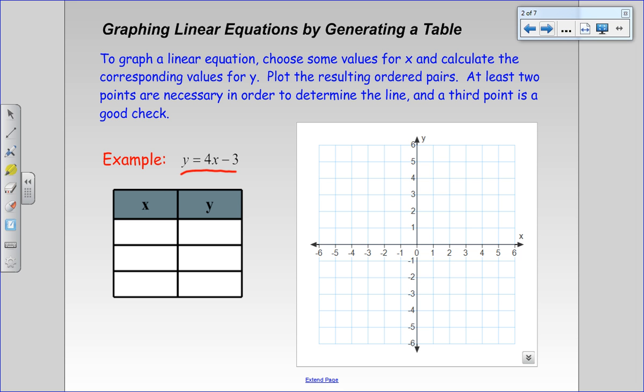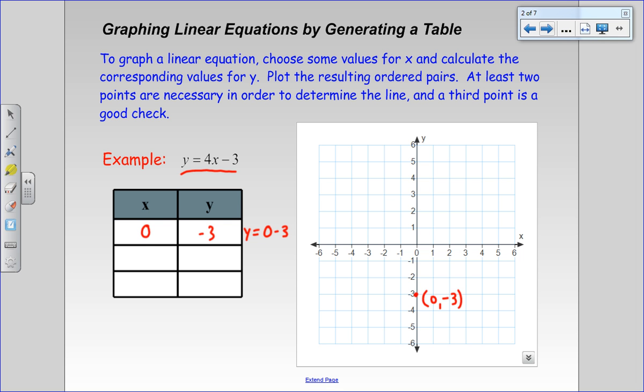All we need to do is choose a value for x and calculate y using the equation. One simple place to start is to let x equal 0 in the equation. This results in y equals 4 times 0, or 0, minus 3. 0 minus 3 is negative 3, so we see that the ordered pair (0, negative 3) is a solution of the equation. So we can plot that point on our coordinate plane.